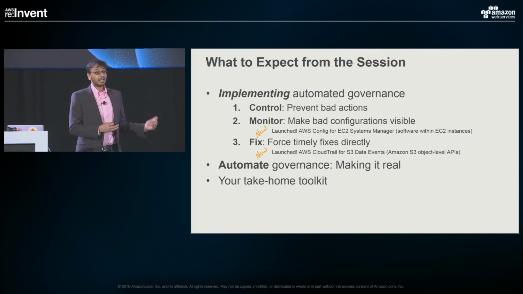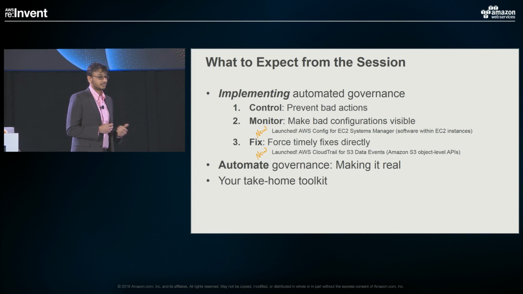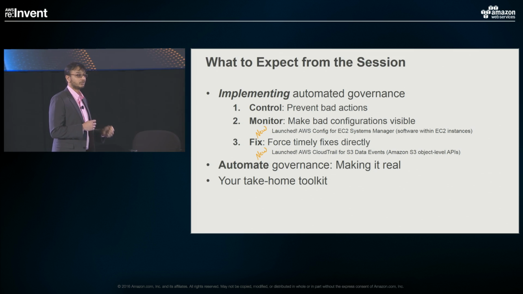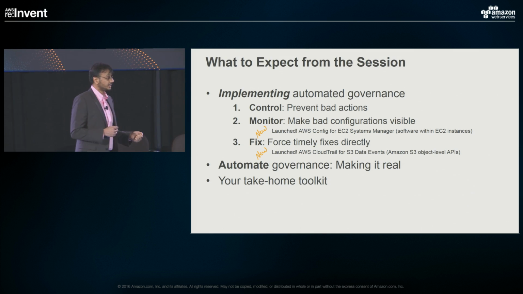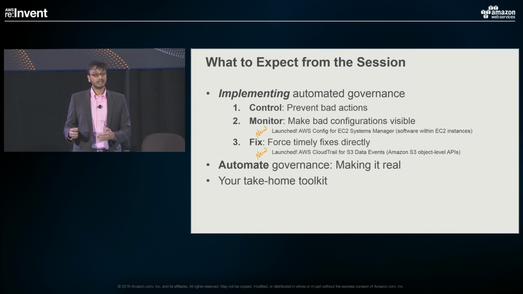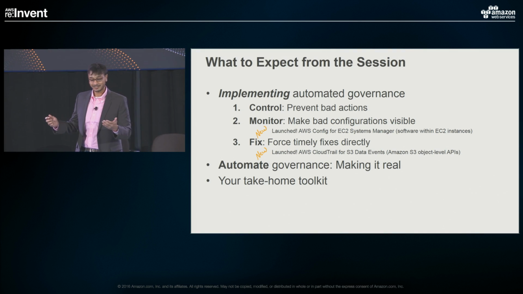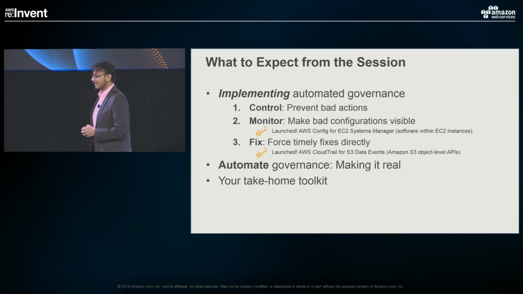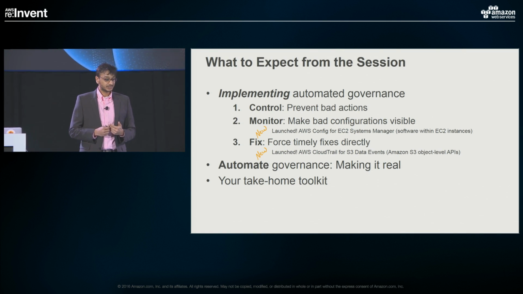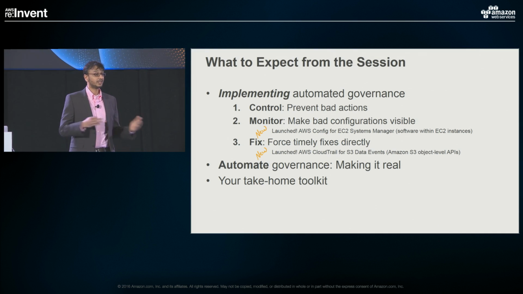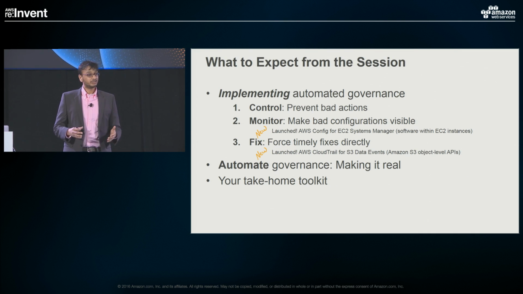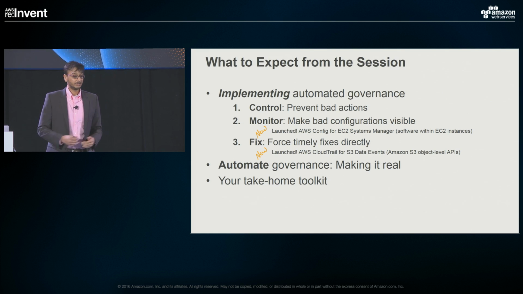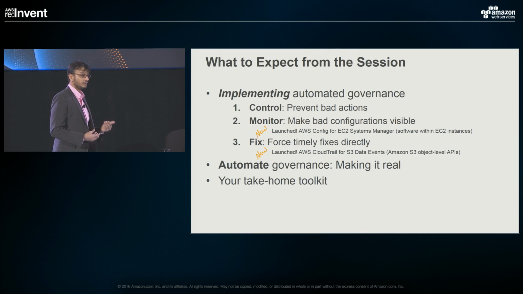So there's a lot of value in those white papers. I put them up because there's a lot of thought that has gone into each one of those white papers. And what we're going to see today is how you take that thought and implement it in your data centers, in your AWS account, not data centers. And we're going to look at 3 phases of governance. The first phase is control, where you prevent bad actions from occurring in your AWS accounts. The second phase is monitoring, just generating awareness about what's happening in your account, what users are doing. And the third is when something bad happens, how you can force a timely fix on those actions.